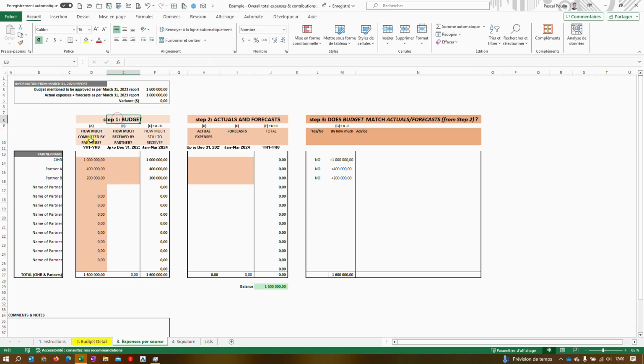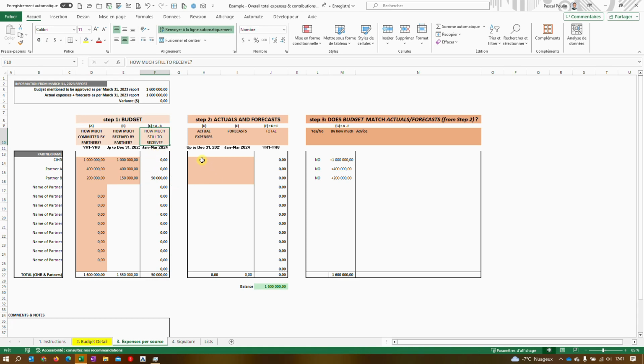So in step A, how much was committed, and then how much you received. We don't need to have the details and the installments and all that stuff, simply how much you did receive overall. So let's say that we received the $1 million from CIHR, and that you received the full $400,000 from partner A, and let's say that you still have $50,000 to receive from partner B. So this is step one, simply to confirm how much you were to receive, how much has actually been received, and then how much is still to receive.